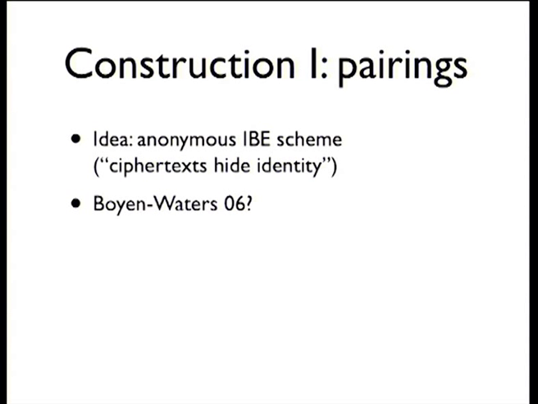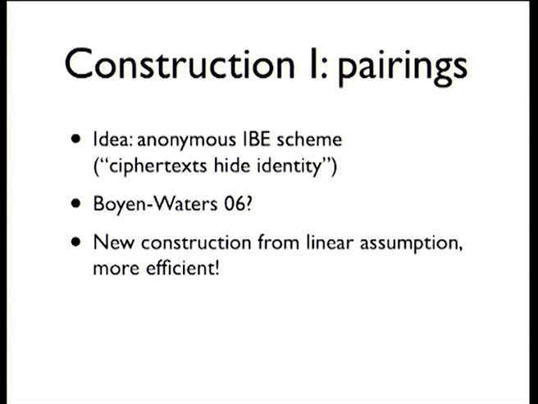So we needed to modify it because we need some sort of more homomorphic properties later. Okay. So actually, on the way, we found a new construction of an anonymous IBE scheme from the linear assumption, which is actually more efficient than the original Boyen-Waters scheme. It has 4 elements in the ciphertext instead of 5 or 6, I don't know, which we found actually surprising because we thought somehow this system was optimal.